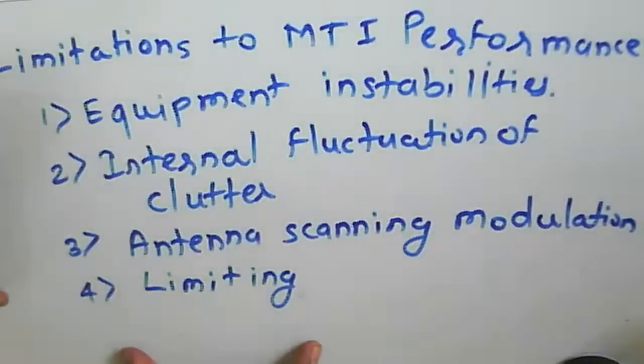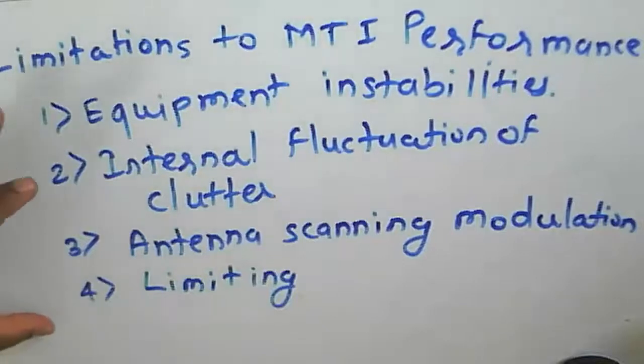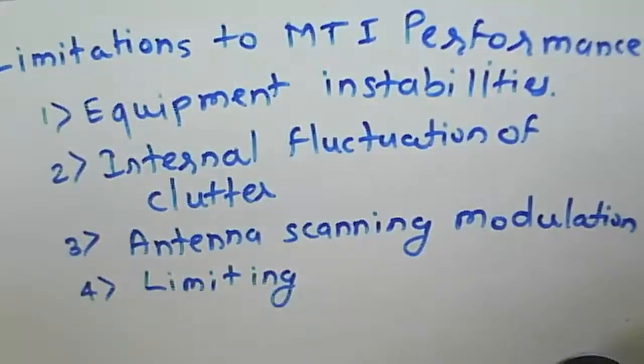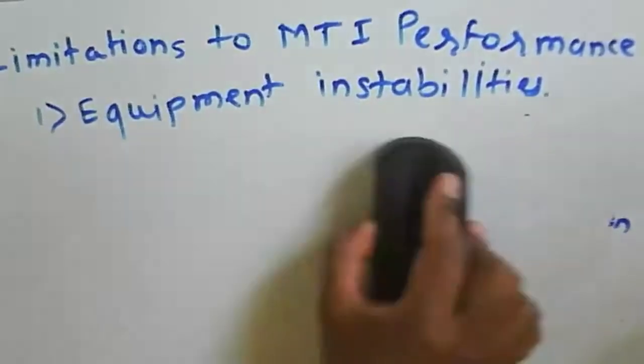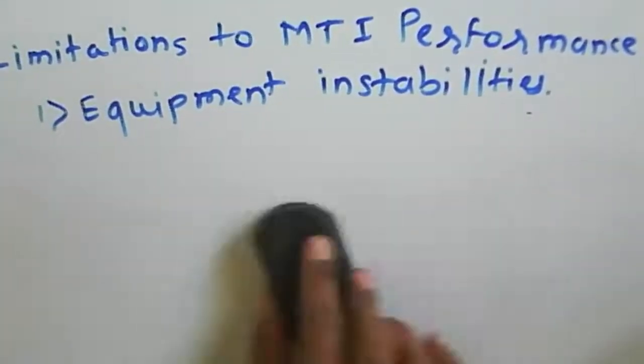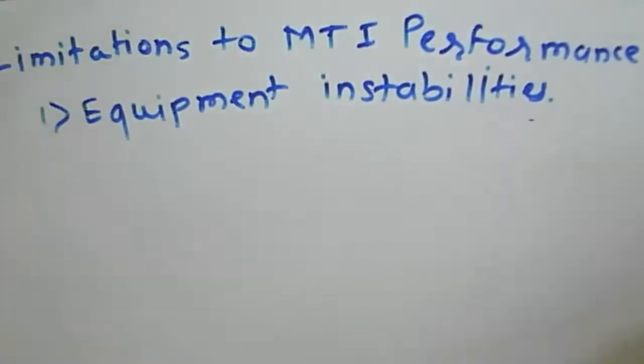So we consider what will affect the signal to noise ratio or signal to clutter ratio. These are the factors that change the improvement factor of this MTI radar. So what are those components to be considered? We'll see one by one here. First, equipment instability. Equipment instability is related to your oscillator or your components.